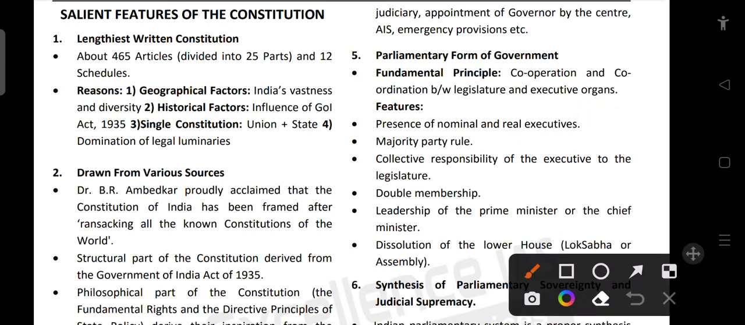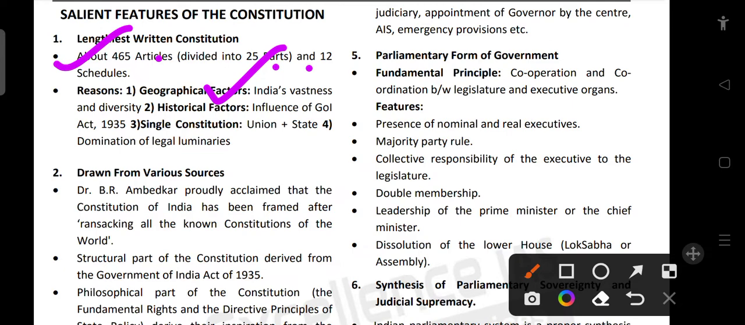The first feature of our constitution is that it is the lengthiest written constitution. We have around 465 articles divided into 25 parts and 12 schedules, after amendments and all. So the constitution is so big. Why? Because of certain reasons. There are geographical factors. India is a vast country and there is also huge diversity. So to cover all the aspects of our country, the document has become huge.